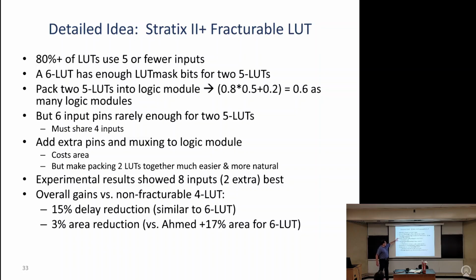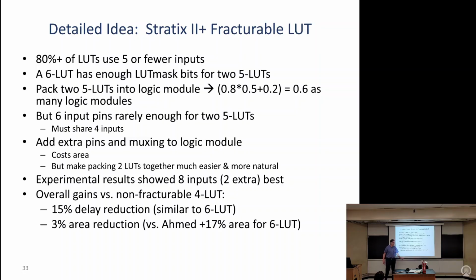But probably we can't pack 2 things together enough unless we add extra inputs, right? It'll be too restrictive. So the process we went through was add the extra pins, add the muxing. We did a bunch of architecture experiments about how many extra pins, et cetera, and 2 worked out to be the best point. So what did it gain? Compared to a regular 4-LUT, it got a 15% delay reduction, which was pretty close to what we got if we just did 6 LUTs, because we also looked at that. But it actually got a 3% area reduction at the same time.